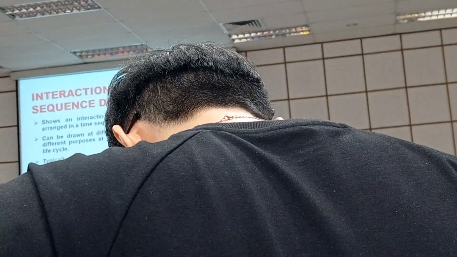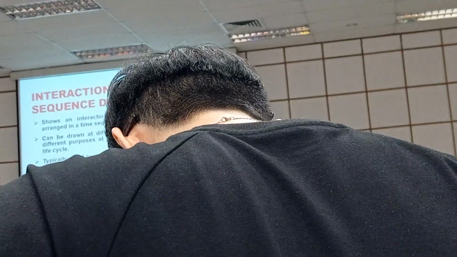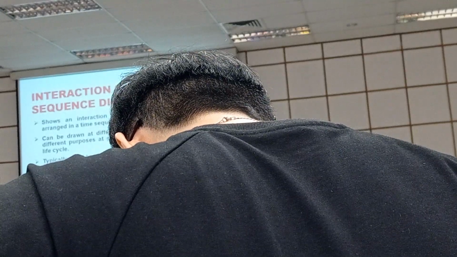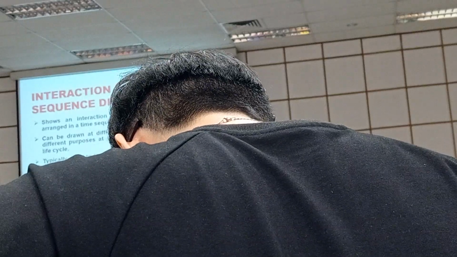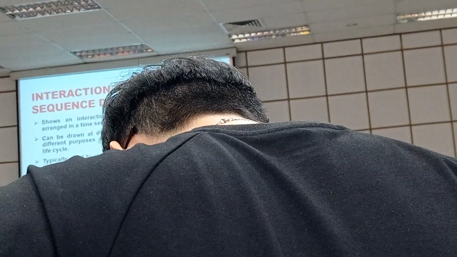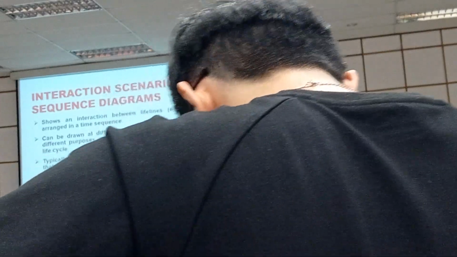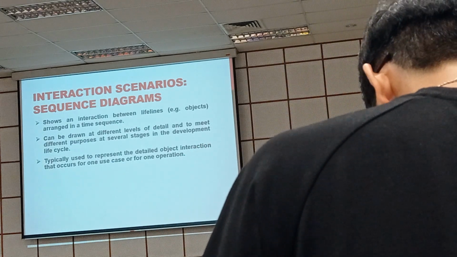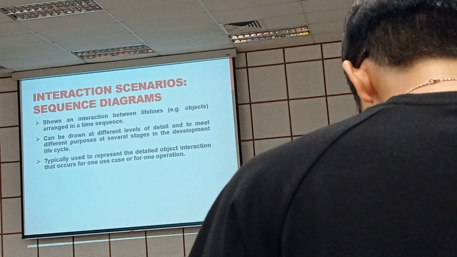You also consider who is going to perform the function, so you will also show the actor. You will show all the objects, how the actor communicates with the objects, and how these objects communicate with each other when you perform that one function. That's so detailed, right? Very detailed. So that's all about the sequence diagram.